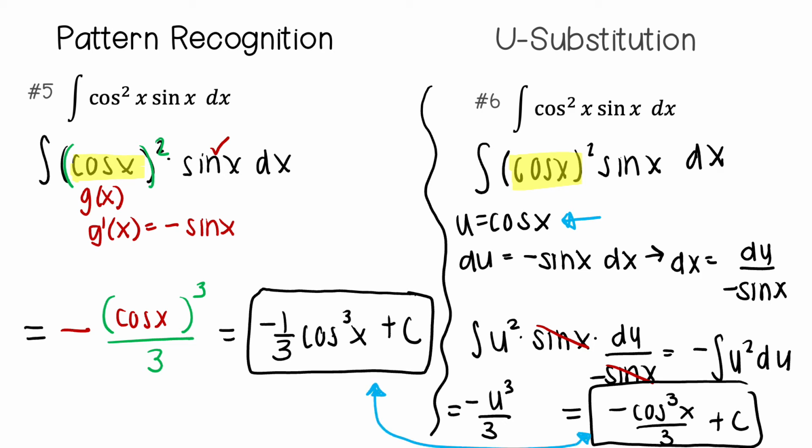So two methods, they do the same thing essentially. Pattern recognition is awesome if you can see it and you can visualize it in your head. U substitution is more like a formula that will work all of the time. So identify your u, find what du is, and then continue on just like we always would. However, now we're going to look at it involving trig functions.